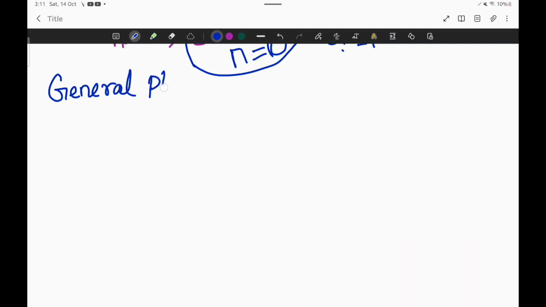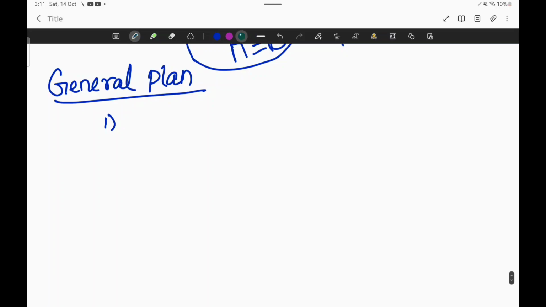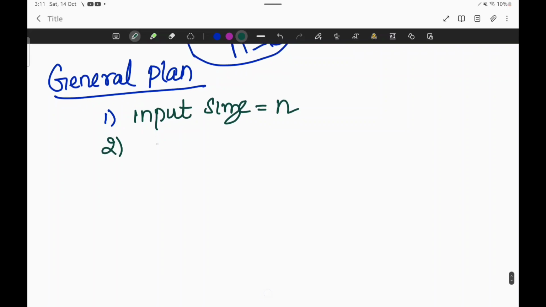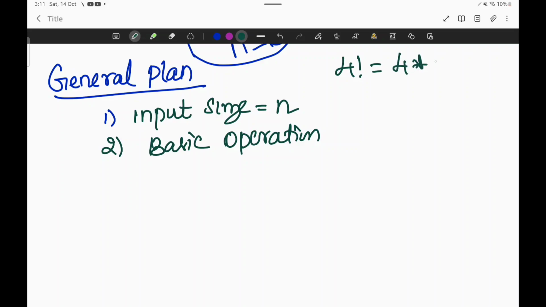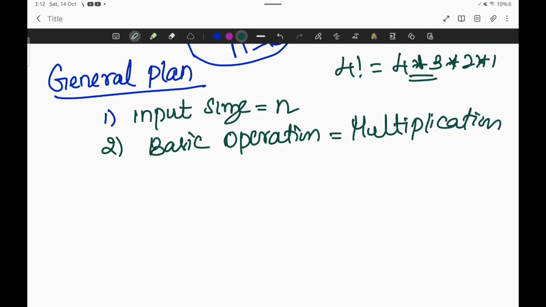So how can you frame the recursive algorithm and what is the general plan? The first step is input size. We need to find the input size. So n is the input size for factorial value. What is the second one? Basic operation. The basic operation is multiplication for the factorial value. 1 is the initial value and n is the final value. Starting from 1 to n, we are doing the multiplication operation. So basic operation is equal to multiplication.